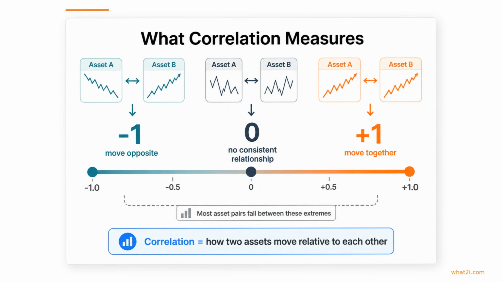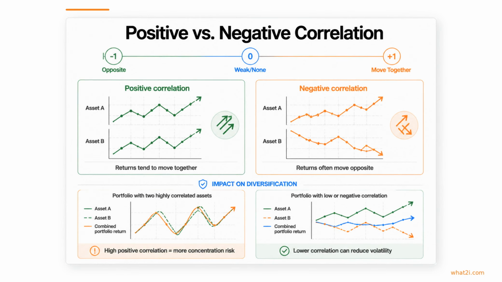That single number can tell you a lot about diversification potential. The sign of correlation tells you direction, and the magnitude tells you strength. Positive correlation means returns tend to move together, though not necessarily by the same amount. Negative correlation means they often move in opposite directions, which can be especially helpful when trying to reduce volatility.